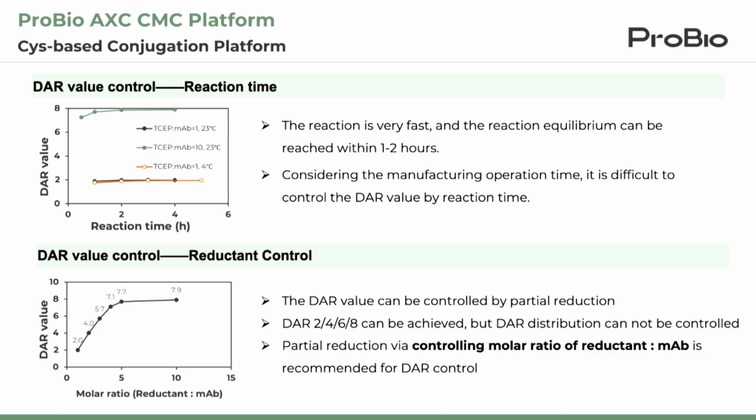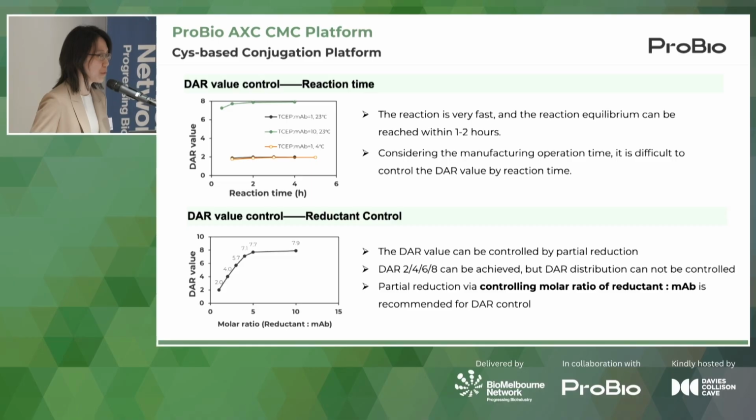Through the experimental results utilizing the model IgG1 molecule, the experimental data agrees pretty well with theoretical prediction, where we can easily achieve the average DAR 2, 4, 6, and 8. However, the DAR distribution cannot really be controlled, and most of this just indicates average DAR and results in a distribution of different DAR values.